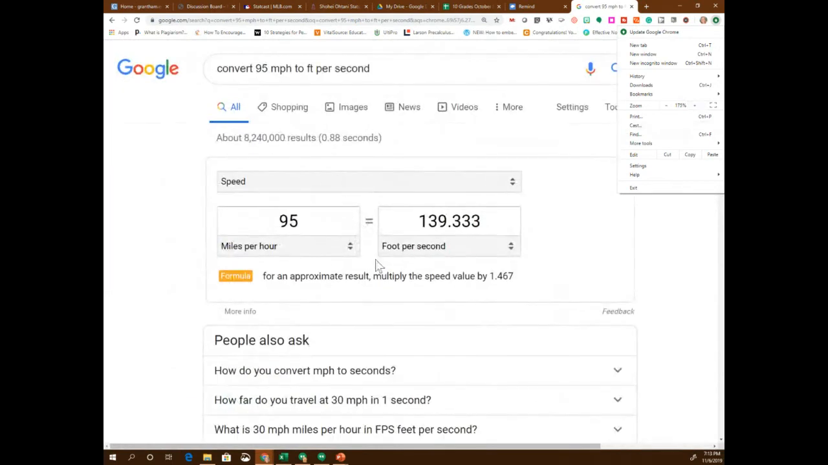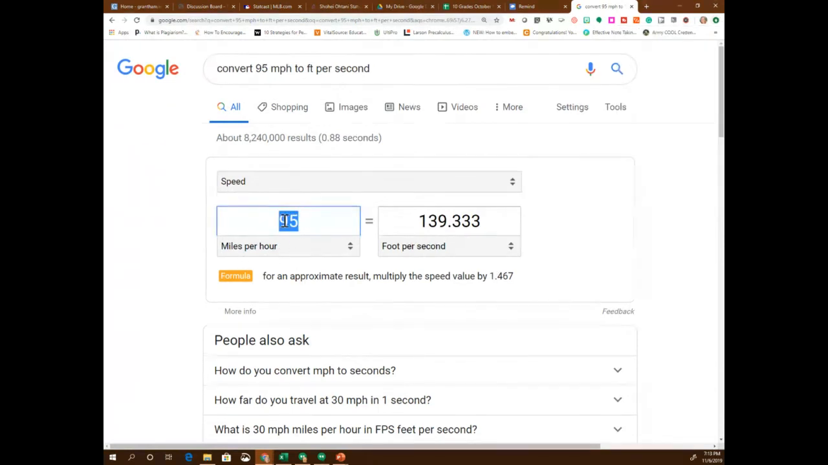You can see that Google will do it for you, and it actually tells you what the formula is, so you don't have to do it by hand. Let's say I had somebody that was 92 miles per hour, it automatically updates. If I had one that was like 97, you can just use Google to do this for you so that you have the right number. This is the number that you're going to be using, because our equation is in feet, so our units have to match. So you need to convert your miles per hour to feet per second.